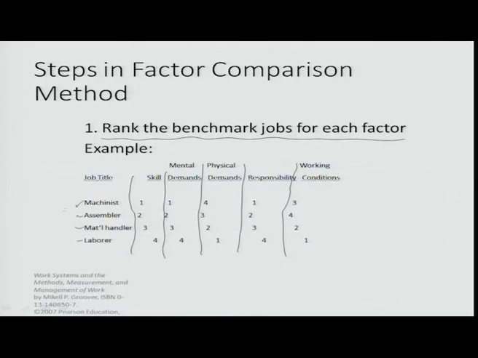For the different benchmark jobs, for example, the skill needed for a machinist would be rated the highest, so we call it number 1. Similarly, that of an assembler is number 2. A material handler may not need that much skill, so 3, and a laborer doesn't at all, so it's 4. So you're basically ranking in order of the degree of a factor which is needed for a certain job. Similarly, for mental demand, physical demand, or responsibility, you have these varied rankings, as you can see, which gives you a basis of the relative requirement of a certain factor as the job changes between the different benchmark jobs.